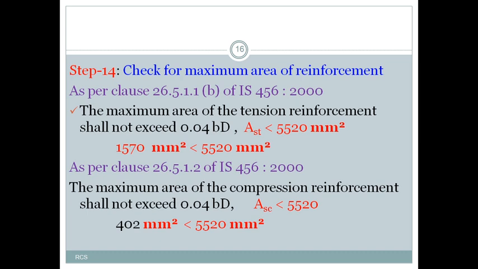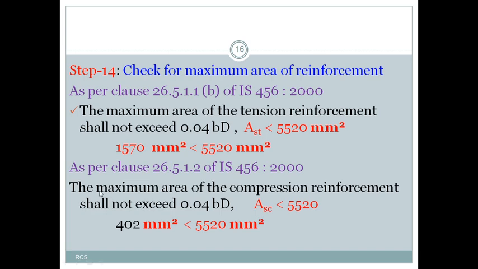That may be compression or tension. As per clause 26.5.1.1 (b) of IS 456-2000, the maximum area of tension reinforcement shall not exceed 4% of BD. That means AST obtained should be less than 4% of BD. If I calculate, I will get 5520 mm square. AST provided is actually 1570 mm square, but the maximum we can provide is 5520. So our provided value is well below 4% of BD, so we are safe and fulfill the criteria of IS 456-2000 with respect to the tension reinforcement provided.